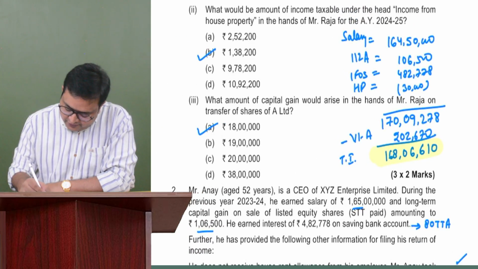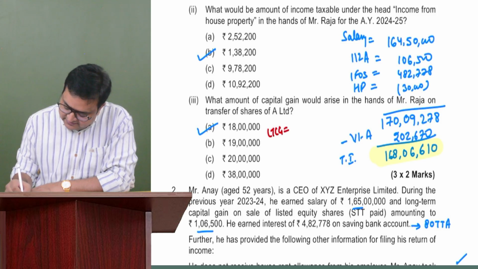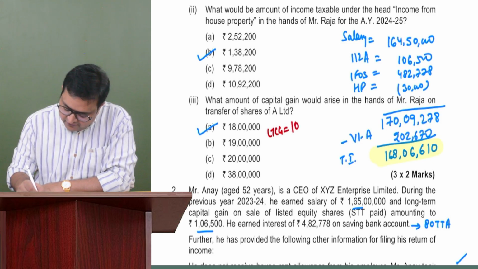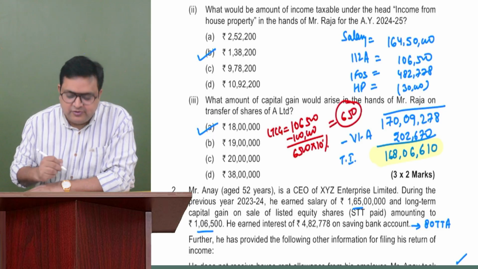So on 112A, we have LTCG of 106,500. You understand 1 lakh exemption is available from here. So on 6,500, it would be 10%. So 650 would be the tax on 112A.